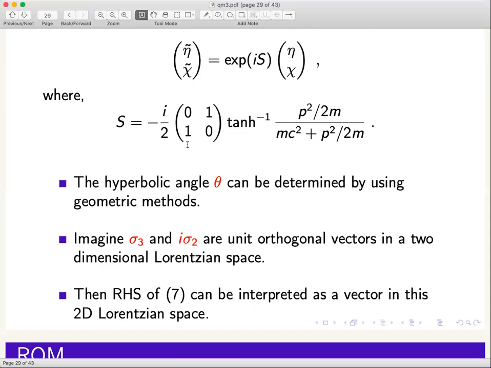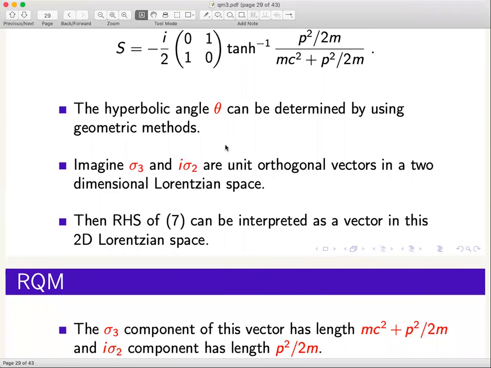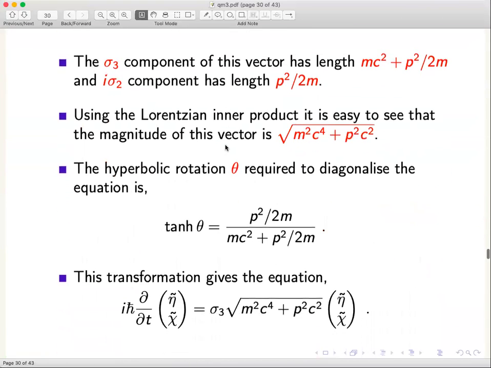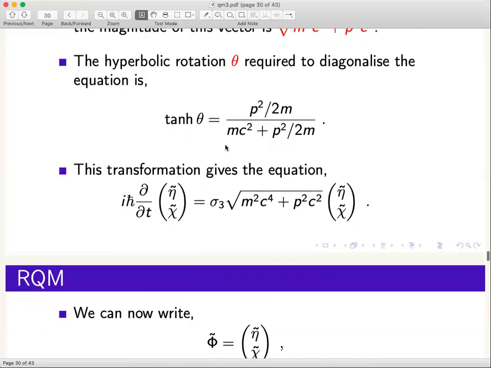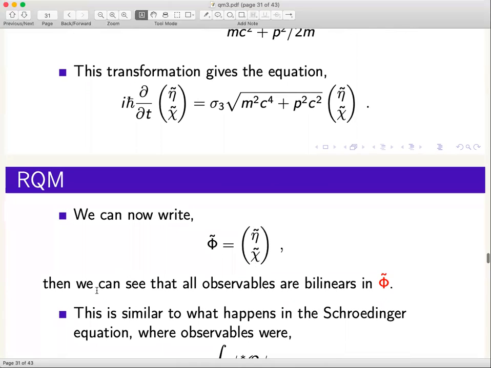Look at this transformation. If I try to diagonalize this matrix, it will be diagonal 1, minus 1, and therefore the inner product is indefinite. So what we'll do is write a small notation, phi tilde, for this two-component formulation, and then all the physical observables would be written in terms of bilinears of phi tilde.